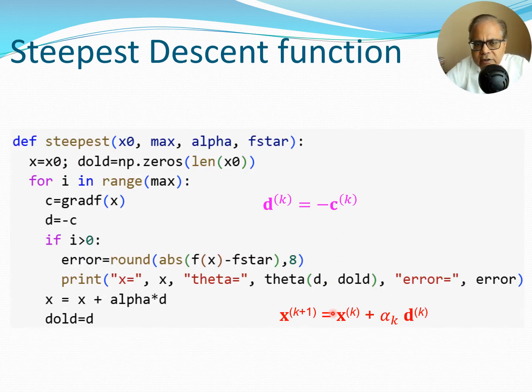Now let's take a look at the steepest descent function. This is very simple. All I have to do is calculate the gradient vector and put it in C, and then I say D is minus C. Then I print out the value of X, the value of theta between d k and d k minus 1, and the absolute value of the difference between fx and fx star. Then I use the formula x is x plus alpha into d, which is x k plus 1 equals x k plus alpha k d k. The important thing here is that I'm not using alpha k. I'm simply using alpha because I'm using alpha as a learning rate.